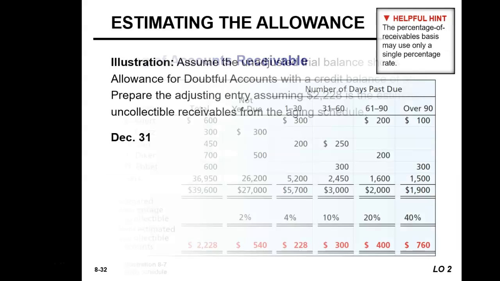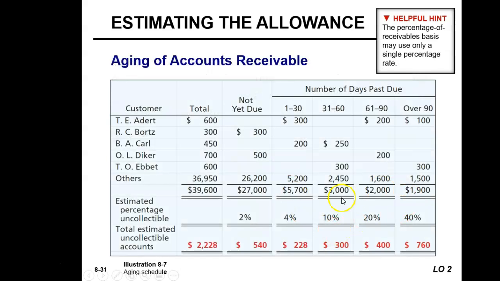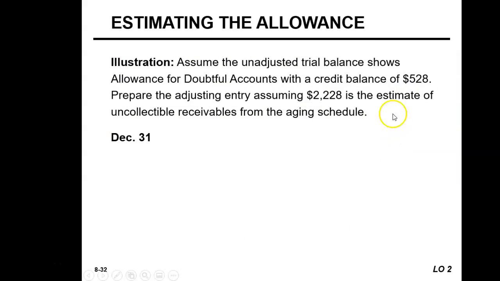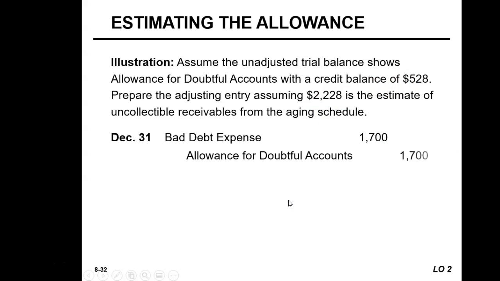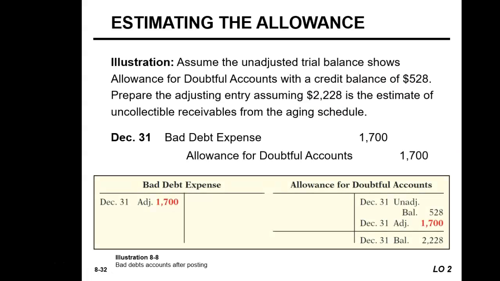So to recap, with the aging approach, this 2,228 is not your bad debt expense amount. This shows the desired ending balance in the allowance for doubtful account. Now, if the account has a balance already, we must figure out the amount of expense to be recognized for the current accounting period. So if the amount was zero, the expense would have been 2,228. But because it was already 528, the amount of expense required only totals $1,700.